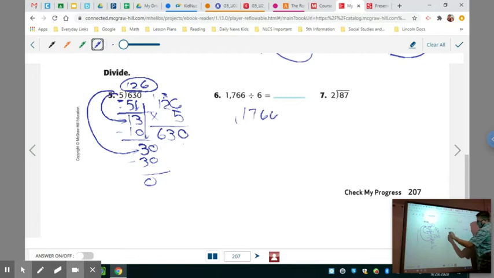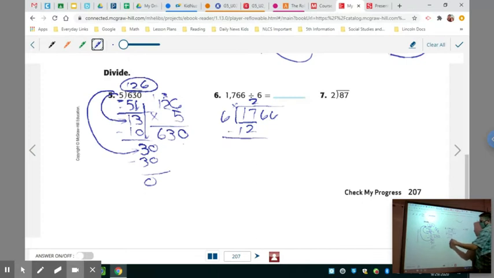Let's see what we got here. 1766 divided by 6. So this is kind of what we're doing today. I don't know why they threw this one on here. Does 6 go into 1? How many times does 6 go into 17? 2 times. So you put the 2 above the 17. Now what's 6 times 2? 12.